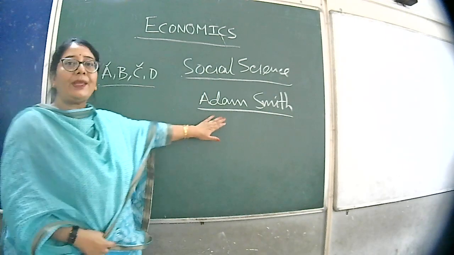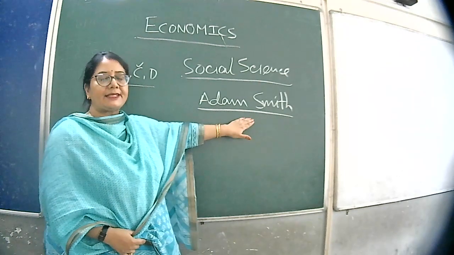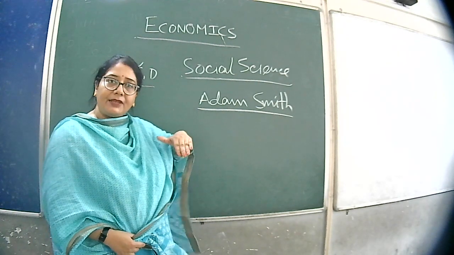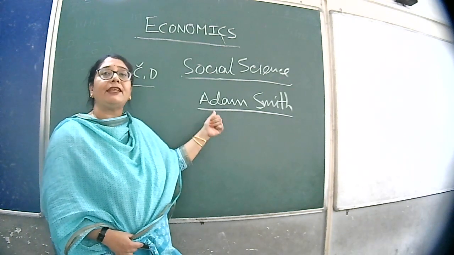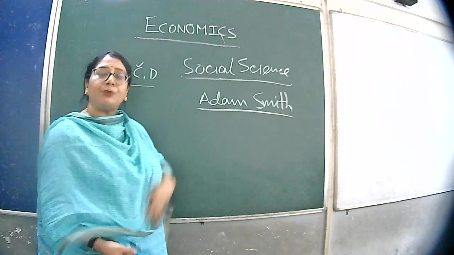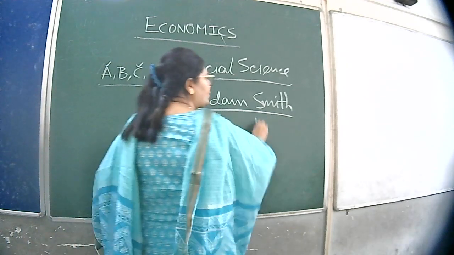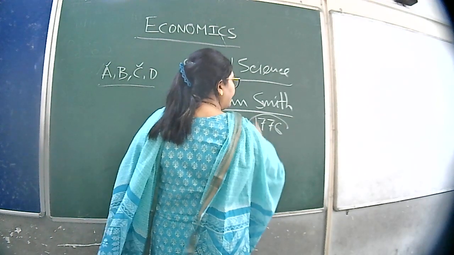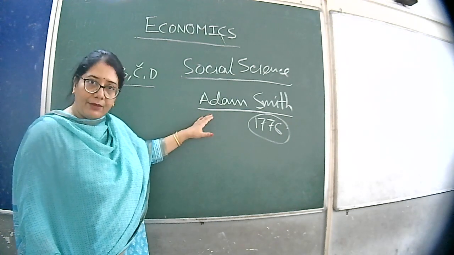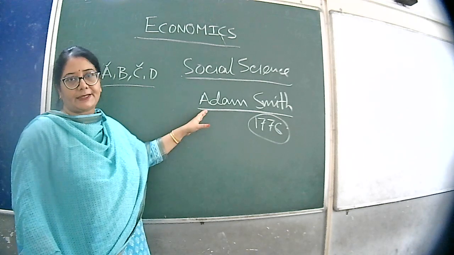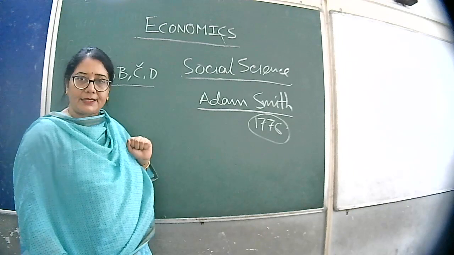Adam Smith, who is known as the father of economics, defined economics from the wealth perspective. That's why his definition of economics is known as the wealth definition. His famous book is Wealth of Nations, which was published in 1776. Remember this year. His famous book is Wealth of Nations, where he defined economics. His definition is known as the wealth definition of economics.